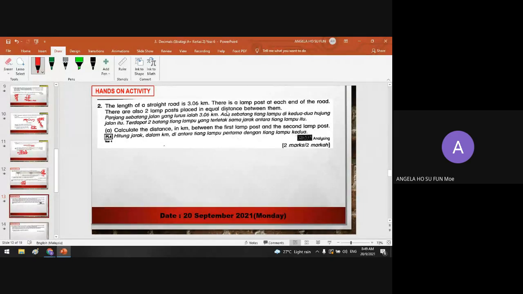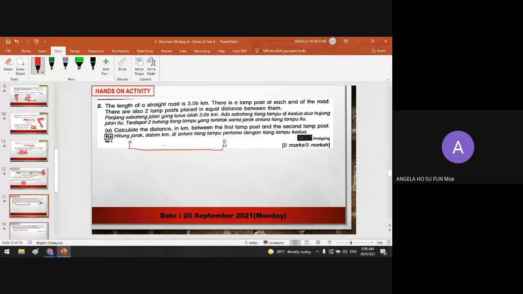So you have to imagine what is going on here. Before you do any calculation, you have to think. There is a straight road. Maybe you can draw a straight road, although it's not very straight. There is a lamp post at each end of the road. Maybe here is the end, so this is a lamp post here, and then at the other end, another lamp post here.